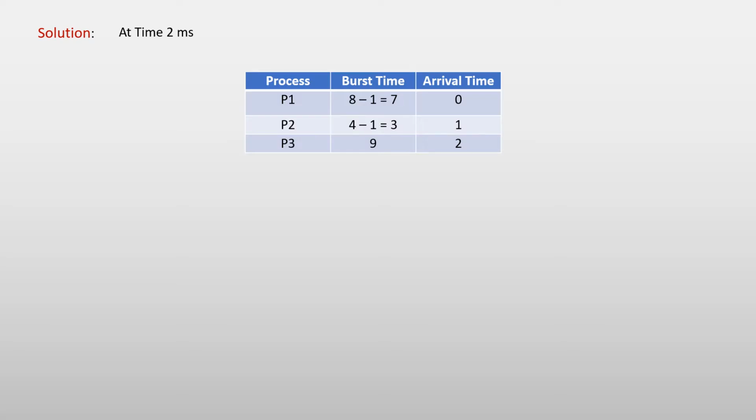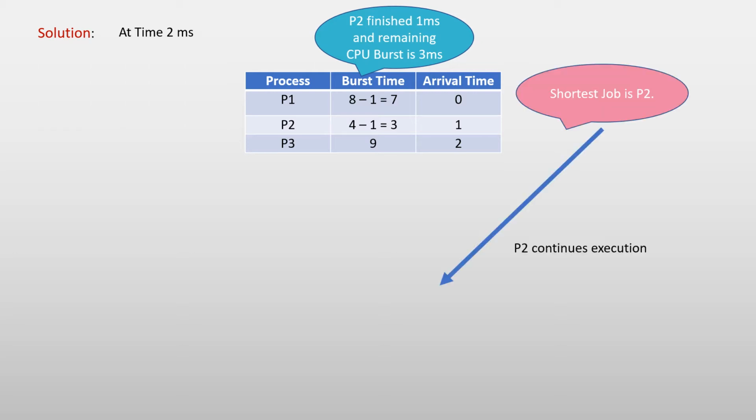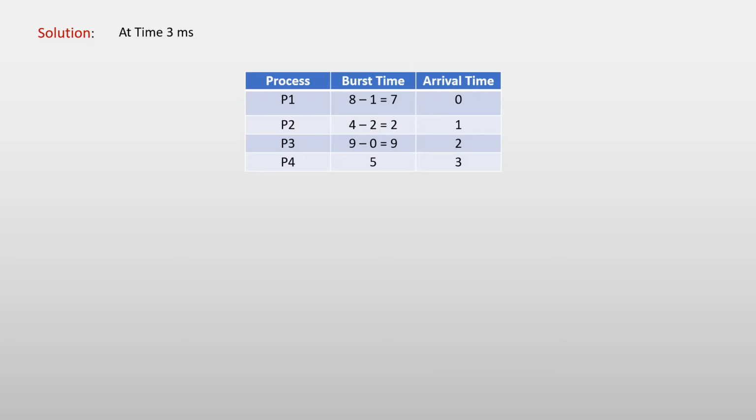Now at time 2 milliseconds, another process enters into the system and its CPU burst is 9 milliseconds. By this time, P2 has finished 1 millisecond of execution and its remaining CPU burst is 3 milliseconds. Out of these 3 processes, P2 is the smallest job, so it takes up the execution and it executes for another millisecond. At time 3 milliseconds, the last process enters into the system.